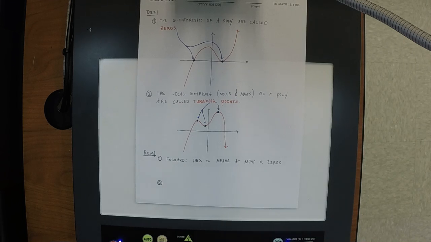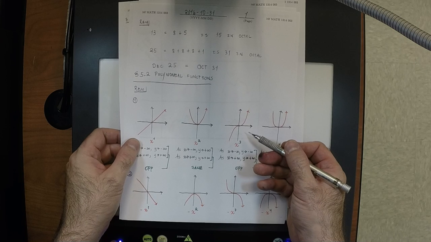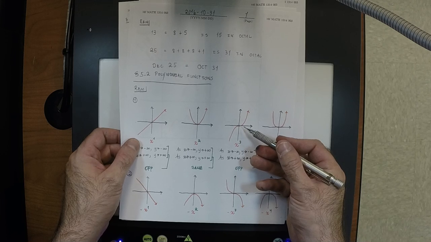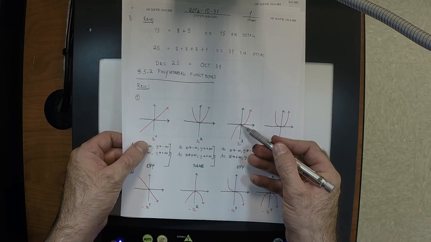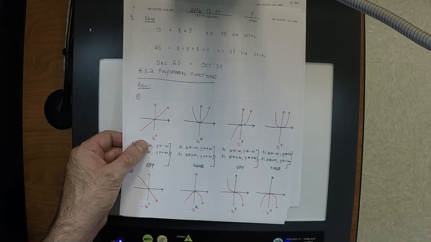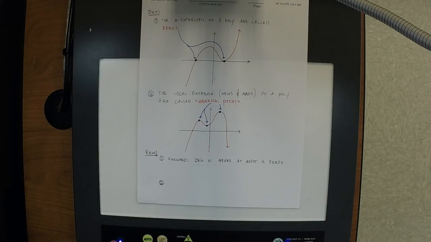So for example, if we look on the first page, what's the degree of this? Three. How many zeros does it have? Just one. Right? It just crosses in just the one place. So is one at most three? One is less than or equal to three, yes. Okay. So that means that a polynomial of degree five can have at most how many zeros? Five. Could it have four? Yes. Could it have three or two or one? Yeah, sure. Okay. So degree n means at most n zeros.